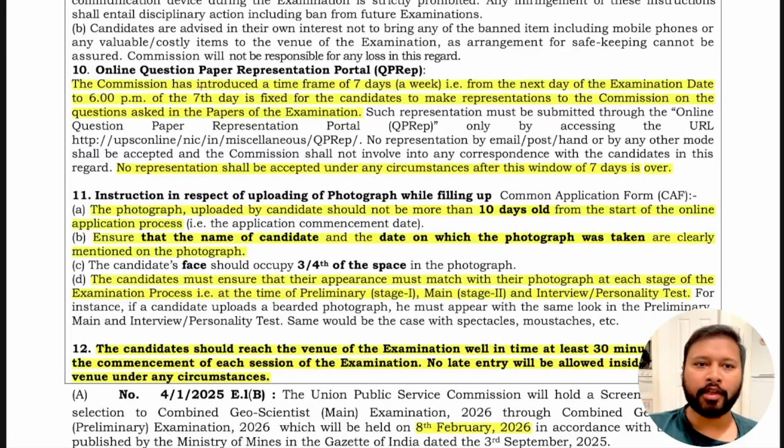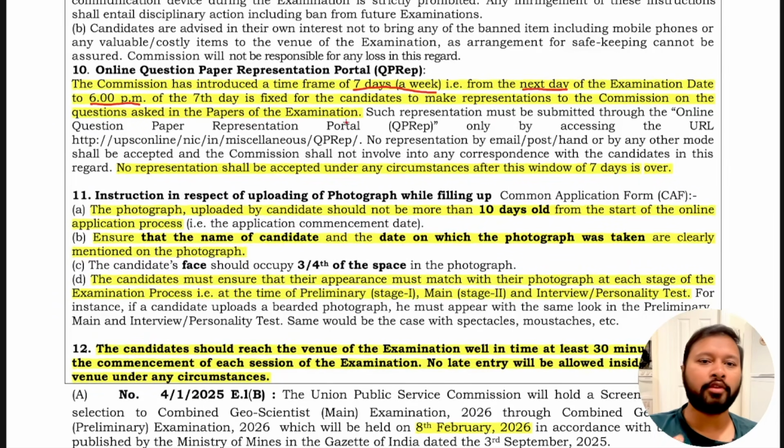Coming to the online question paper, they have introduced a new thing, which is the online question paper representation portal. The period from the next day of the exam to 6 p.m. of the 7th day is fixed for candidates to make representations to the commission on questions asked in the paper of the examination. That means if you think certain questions in the question paper are incorrect, or something or some information was missing in the question, you can do that within these 7 days.